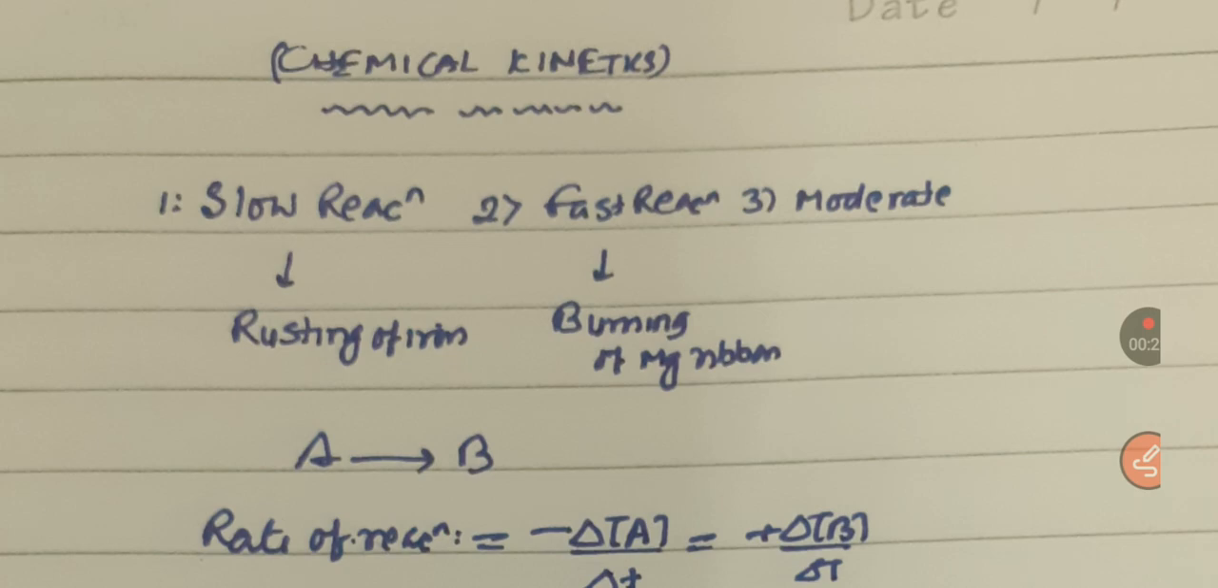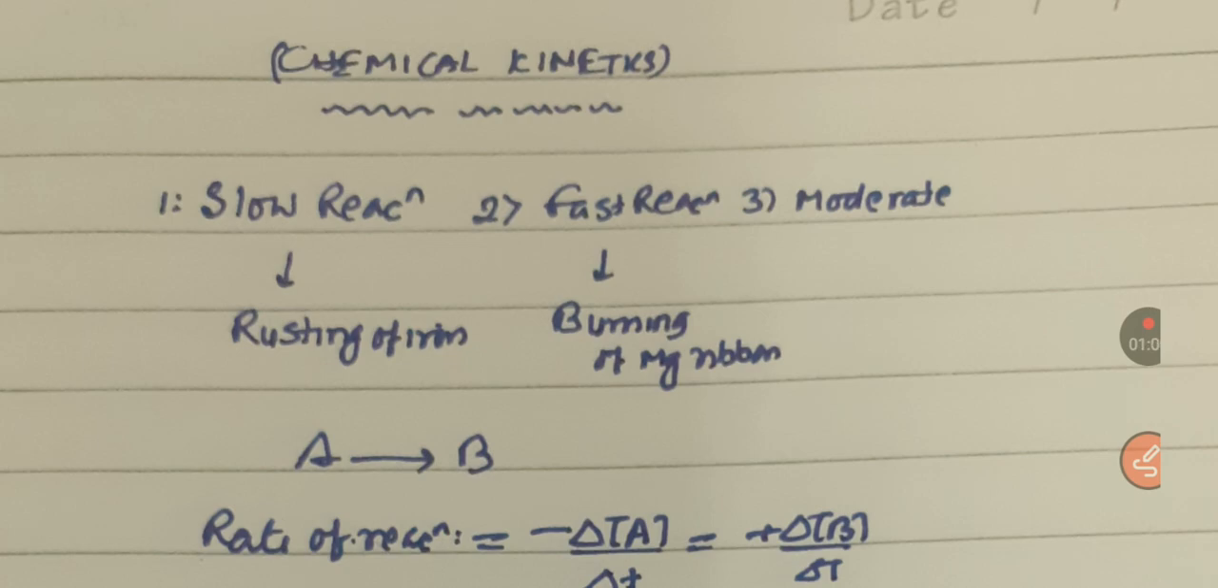In general, we can understand rate of chemical reaction simply means how much time is needed to complete the reaction, or simply you can say that what is the speed of the reaction. On the basis of rate of reaction, chemical reactions are classified into three parts: slow reaction, fast reaction, and moderate reaction.